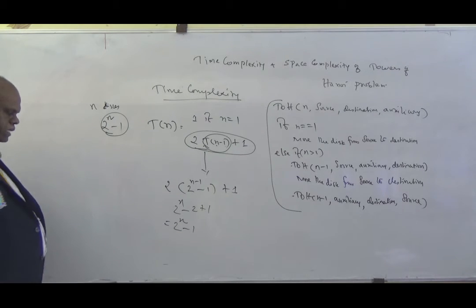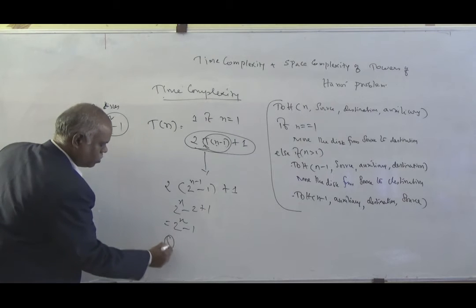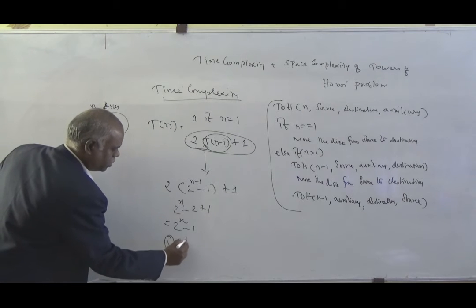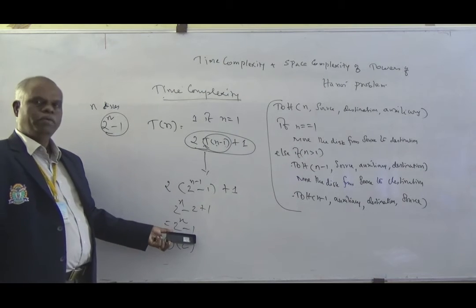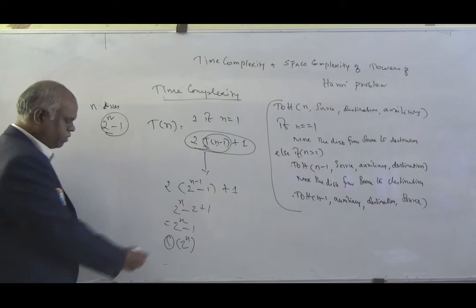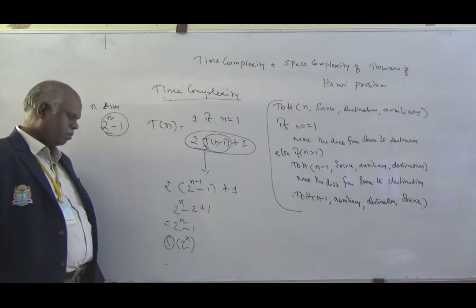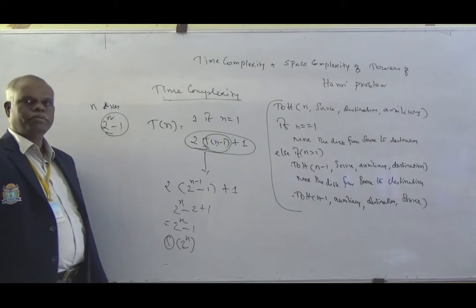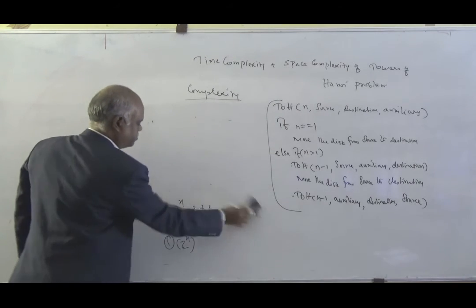As we know, time complexity is expressed in order notation, that is O of 2 to the power of n, because this 1 is negligible when the n value tends to increase. So we can say that the time complexity of the towers of Hanoi problem is order of 2 to the power of n. Now we see space complexity.